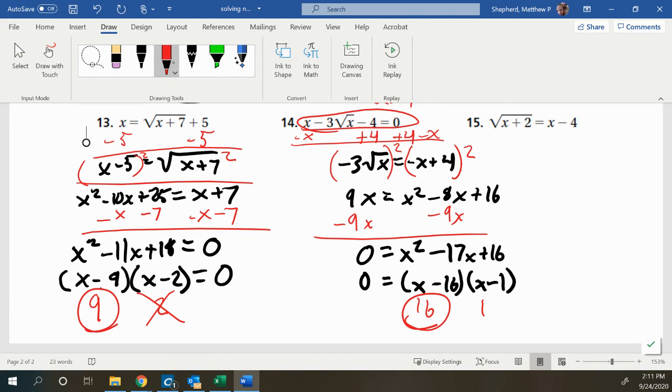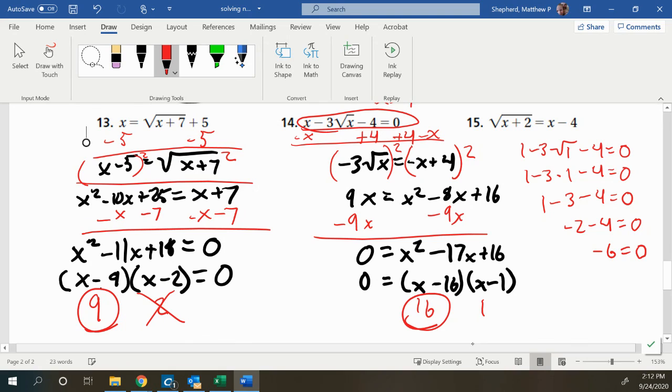So now we can test the 1. 1 minus 3 square root 1 minus 4 should equal 0. Okay, well, 1 minus 3 times square root of 1 is 1. Do our multiplication. 1 minus 3 times 1 is 3. 1 minus 3 is a negative 2. Negative 6 is equal to 0. 1 was an extraneous solution.